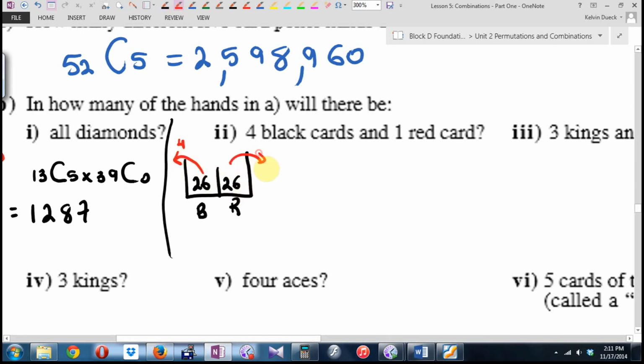How many red cards do they want me to choose? 1. Can you see what my equation is going to be? What choose what? What choose what? 26 choose 4, so pick 4 black cards, and pick 1 red card. I'm going to guess an answer in the tens of thousands, or possibly even in the hundreds of thousands, because this is a sucky hand.